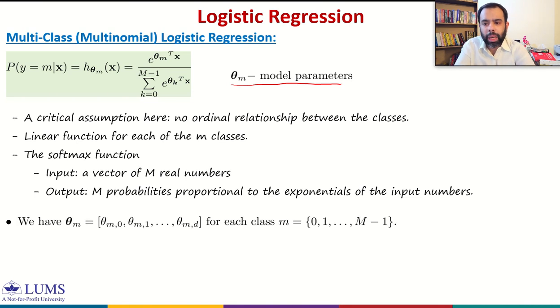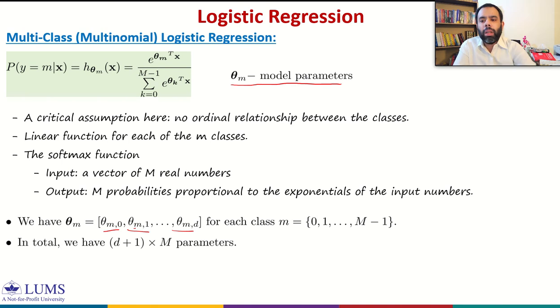Since we have d features in the input, for the mth class we have theta m0, theta m1, up to theta md. So we have d plus 1 parameters for each class. In total we have m classes, so we have d plus 1 times m parameters. We have this model for each class. For y equal to 0 given x, we use theta 0. For y equal to 1 given x, you use theta 1.